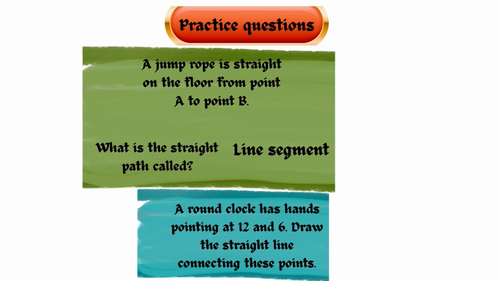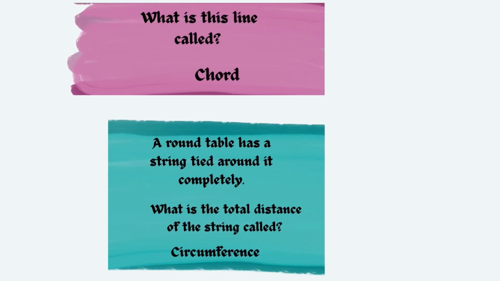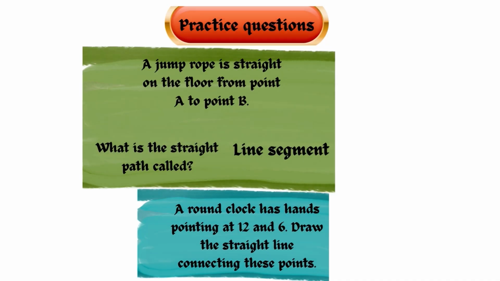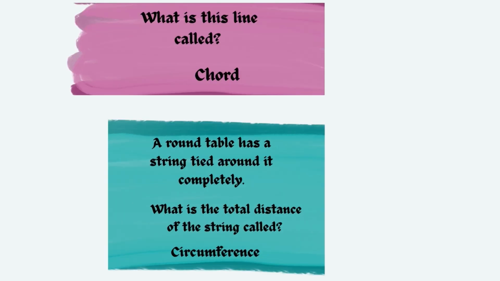Next problem. A round clock has hands pointing at 12 and 6. Draw the straight line connecting these points. What will it be? This line is connecting 2 points, 12 to 6, in a circular round clock. So it is a chord, right?